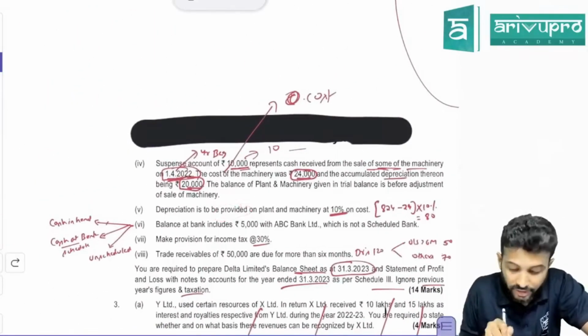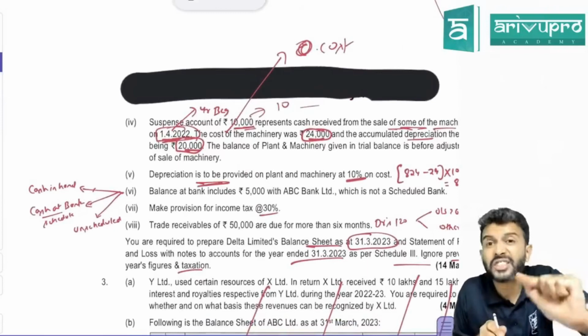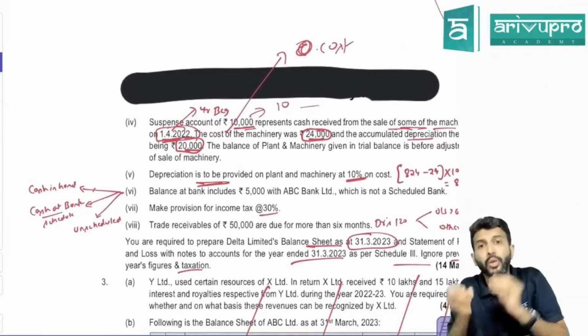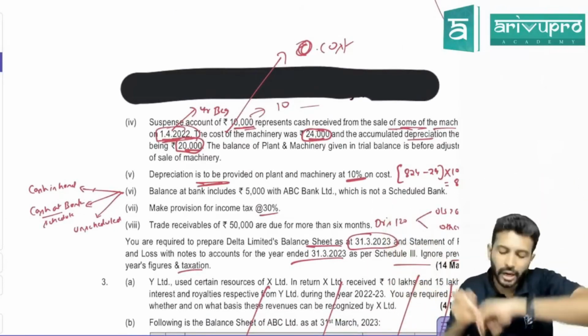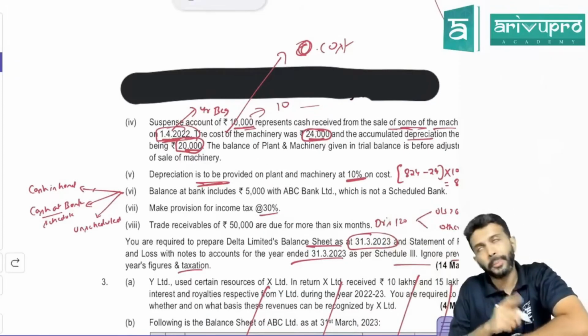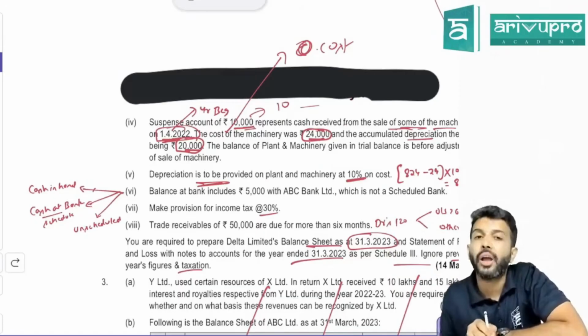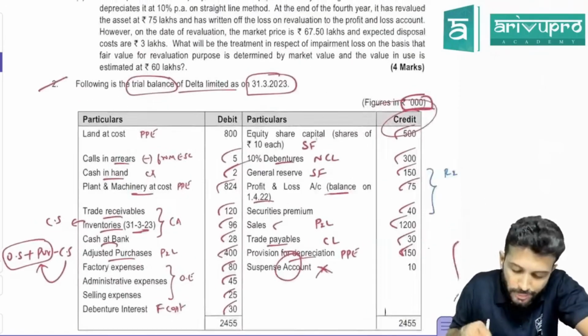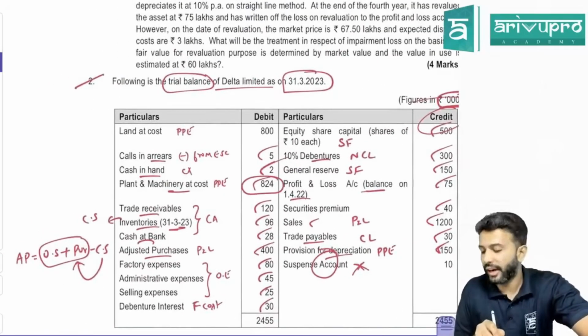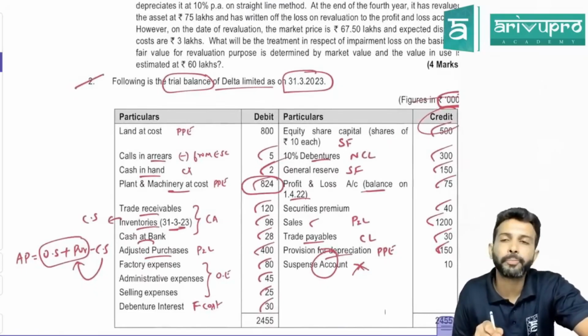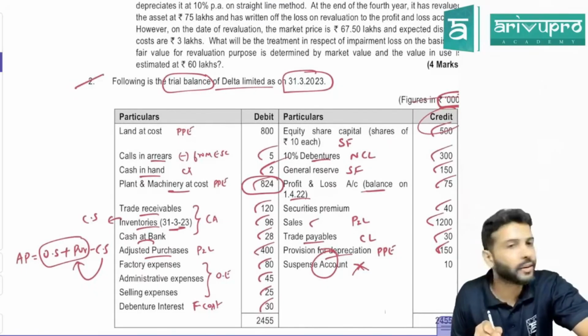Depreciation is to be provided. Sir, depreciation is to be provided. So already accounted or to be accounted? To be accounted. At what value? Depreciation to be accounted on plant and machinery at 10% on cost. Sir, what is the cost of plant and machinery? 824. 824 into 10%, don't do.